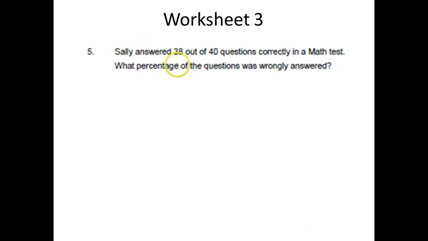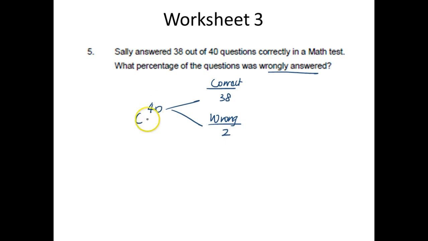Question 5. Sally answered 38 out of 40 questions correctly in a maths test. What percentage of the questions was answered wrongly? So I know there are 40 questions. Correct: 38. Wrong: 2. 40 questions is your 100%. I want to find how many this is.